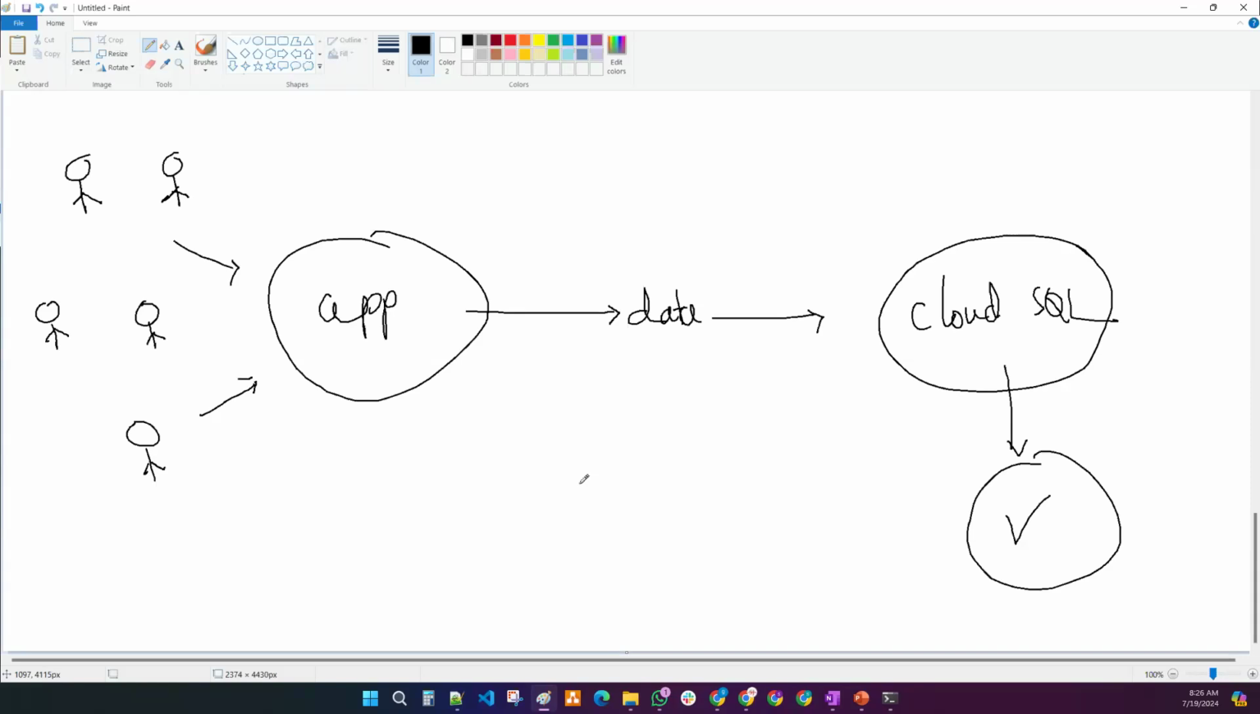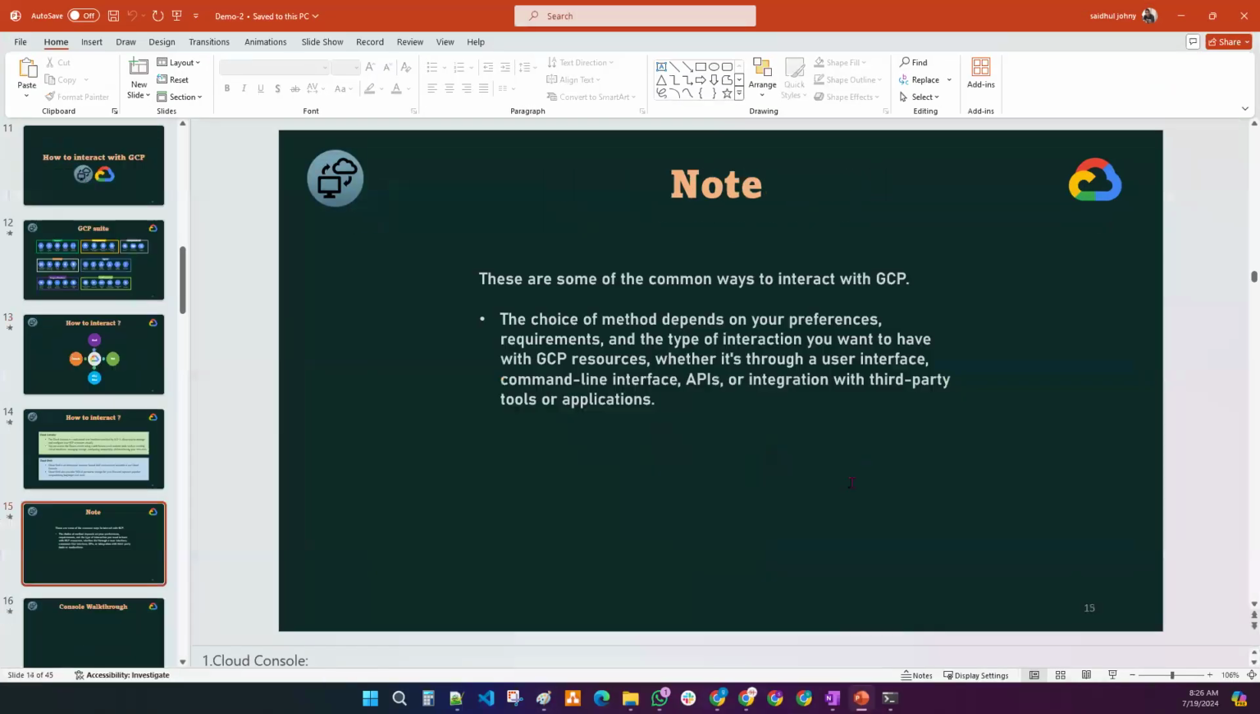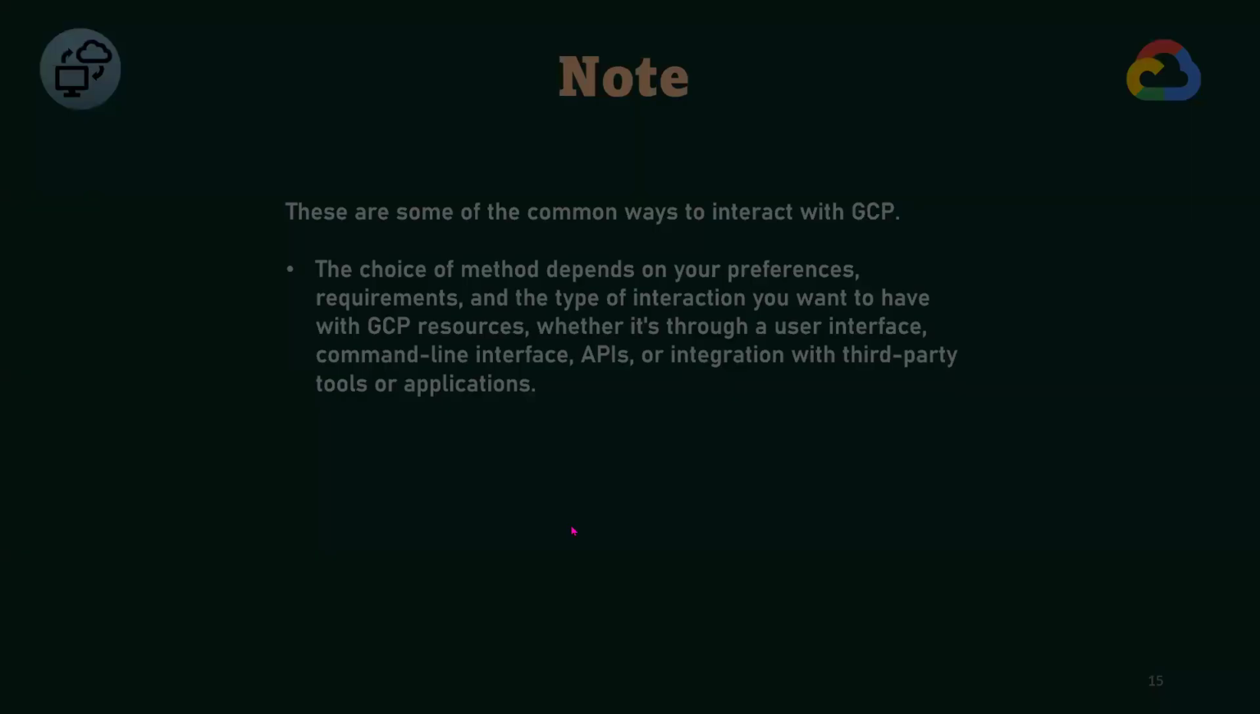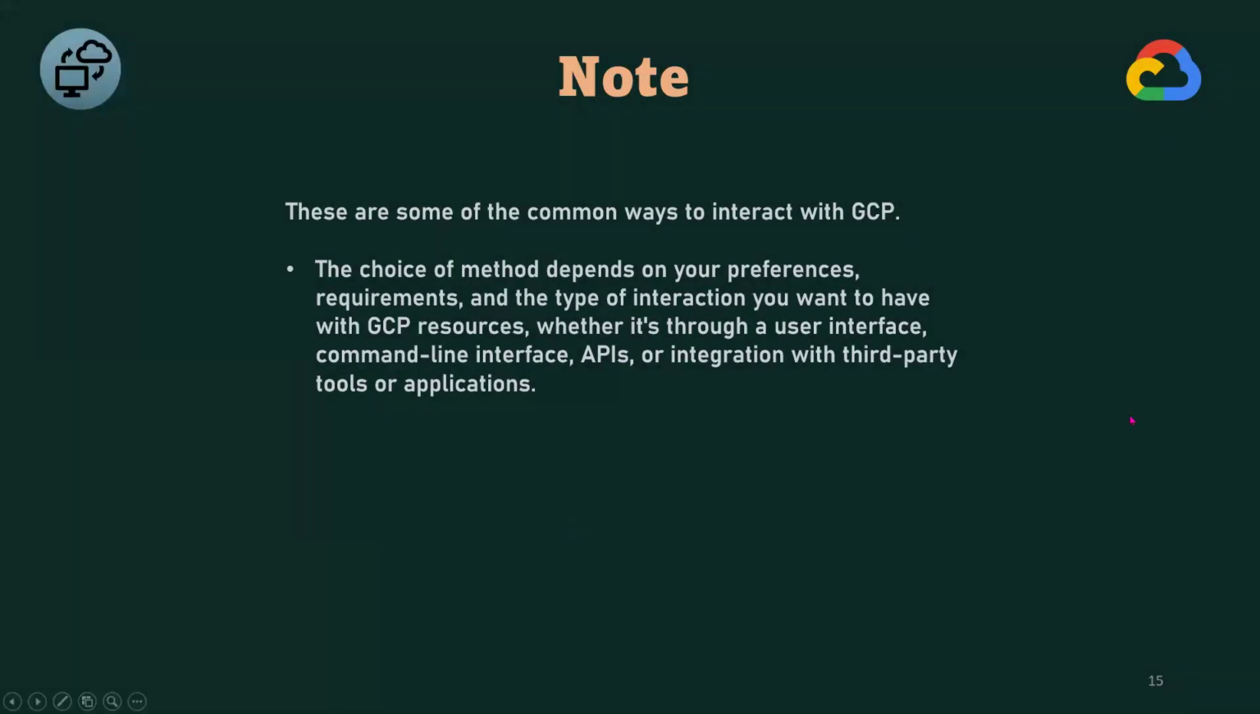So there are plenty of methods to interact with the GCP services. One is the console, one is Cloud Shell, one is Cloud SDK, and the fourth one is APIs or third party tools. I have a note here which says that these are some common ways to interact with the GCP services. I have told you four methods. The choice totally depends on your preference for working with the GCP services.